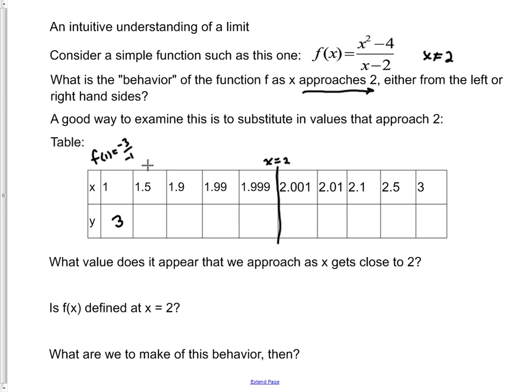Well, what happens at 1.5? If we take f of 1.5, we're going to have 1.5 squared minus 4 divided by 1.5 minus 2. 1.5 squared is 2.25. 2.25 minus 4 is the same thing as negative 1.75, divided by negative 0.5. And that is the same thing as 3.5.